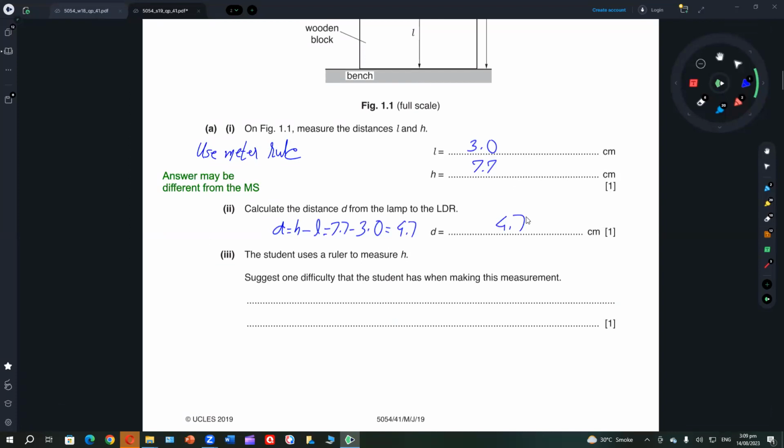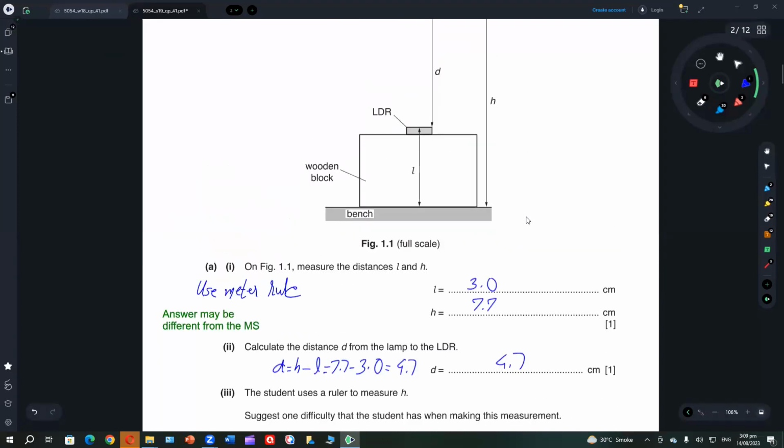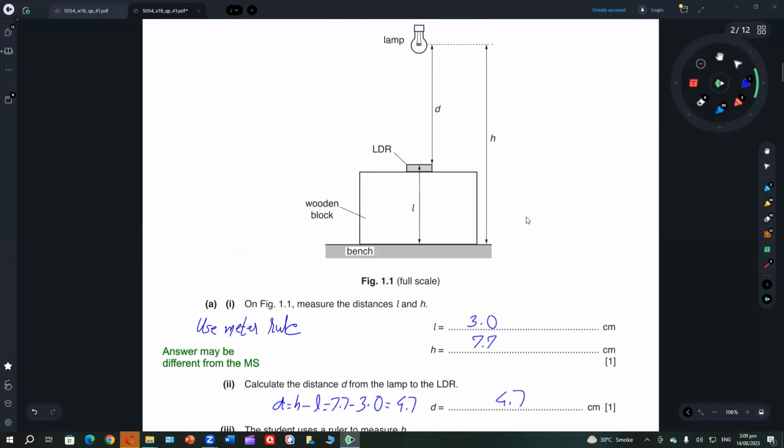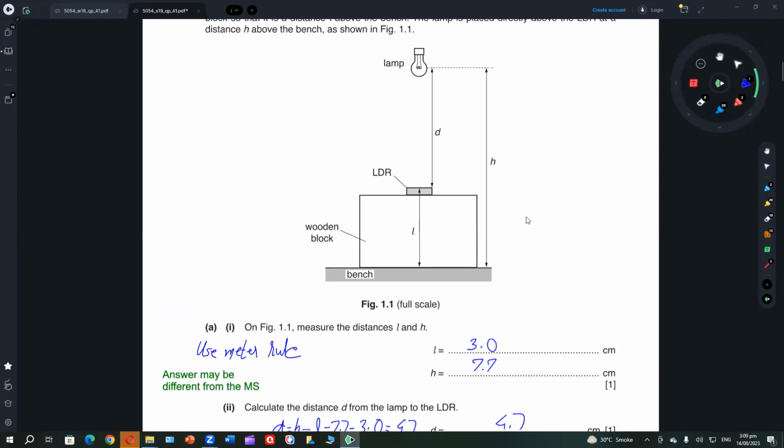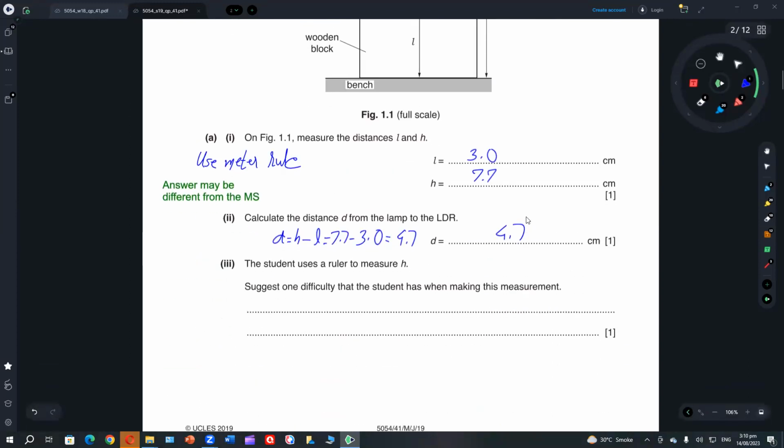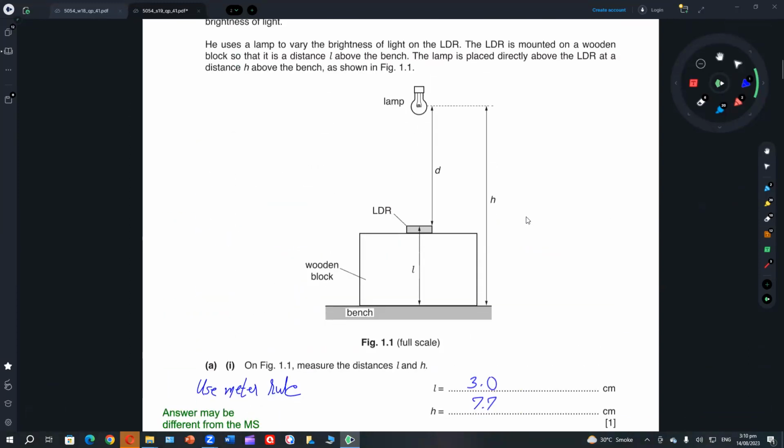The student uses a ruler to measure H. One difficulty that the student has when making this measurement: when the student is trying to place the ruler, there is a dead distance issue. If you want to measure H, you have to put the ruler so you can get the center of the lamp. It is difficult to locate the center of the lamp.